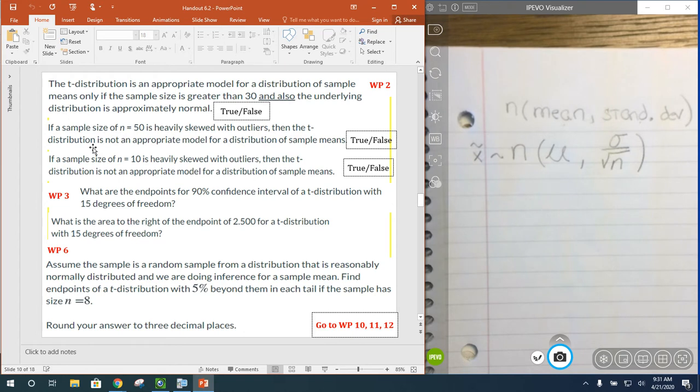If a sample size n equals 10, so now we have a low sample size of 10, heavily skewed with outliers, then the t-distribution is not a model. This is true. It's true because we can't be heavily skewed and have a sample size of 10, but we can be heavily skewed and have a sample size of 50. So for the third one, my answer is true.